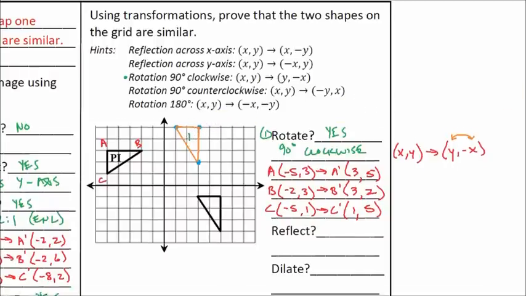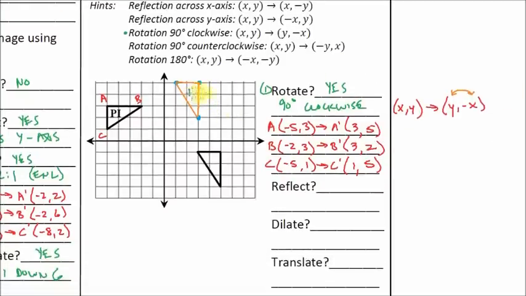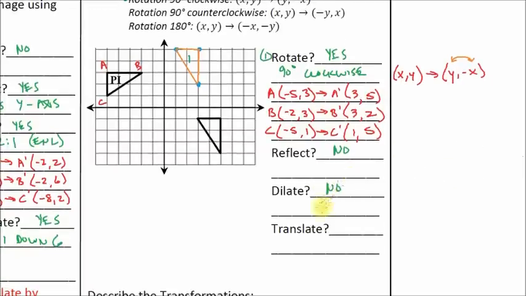Okay, let's take a look. After we get to there, is there a reflection? It certainly does not look like it. The orientation is exactly the same now. So reflect? No. How about dilate? Well, it appears these two shapes are the same size. This leg is 2, this leg is 2, this leg is 3, this leg is 3. There's no dilation. And for translate, yes there is.